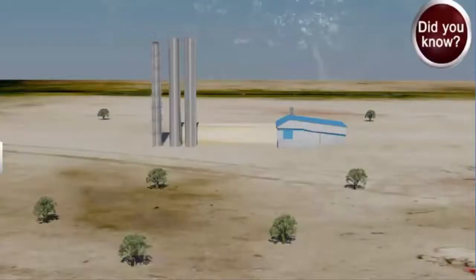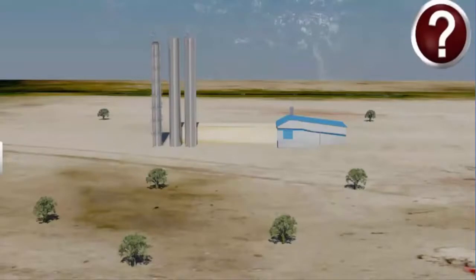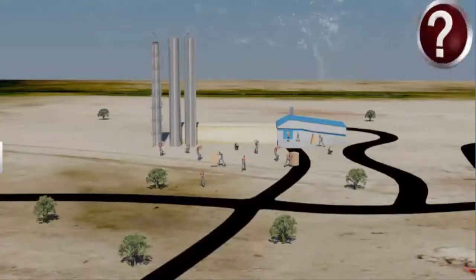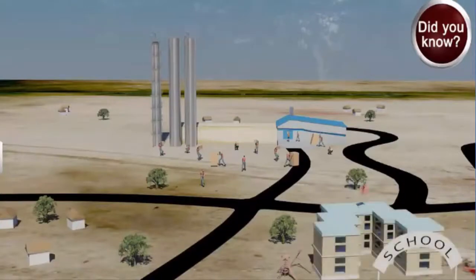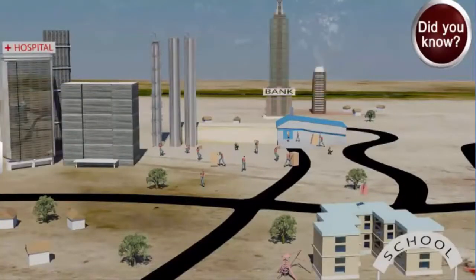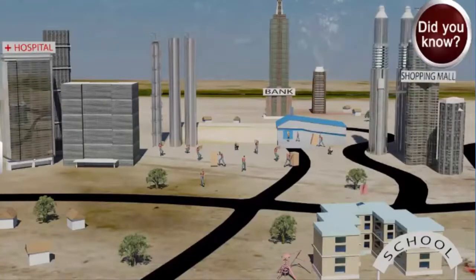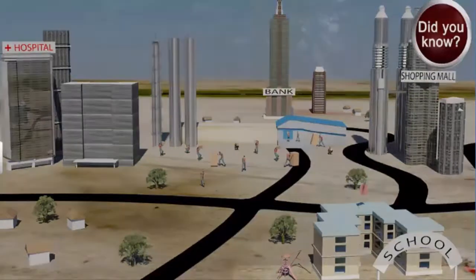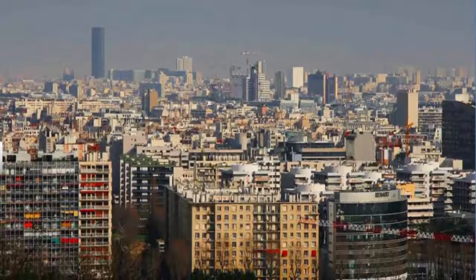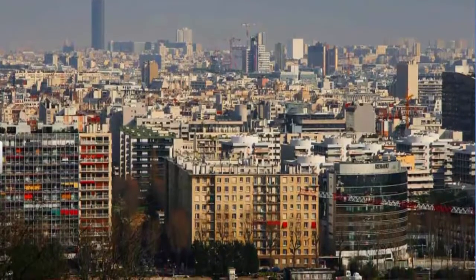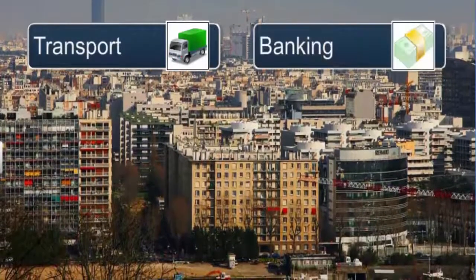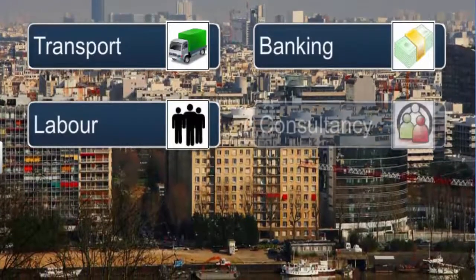A manufacturing industry needs lots of workers, and workers need houses, schools, hospitals, banks and markets. Thus, a manufacturing industry promotes the urbanization of its neighborhood. Already urbanized areas also attract industries, since they provide ready facilities for transport, banking, labor, consultancy, etc.